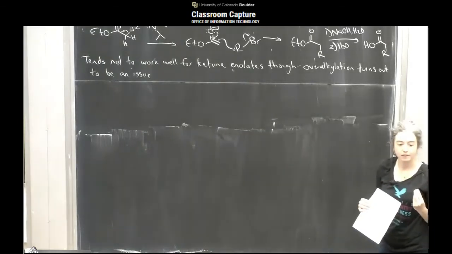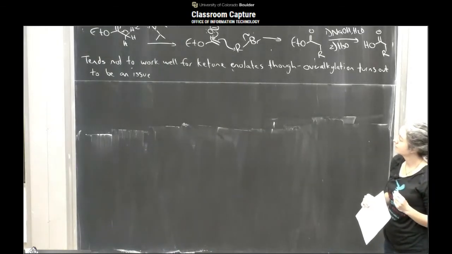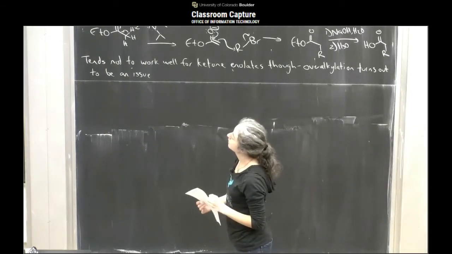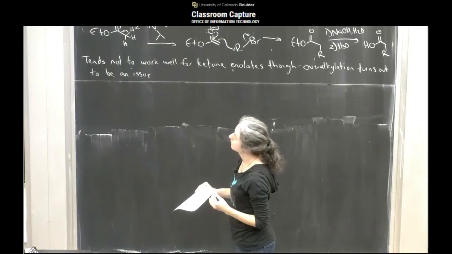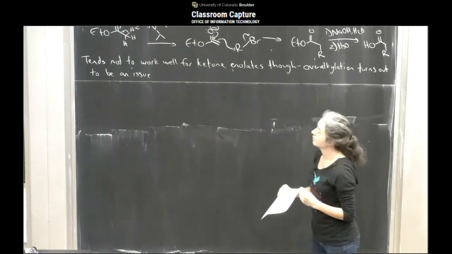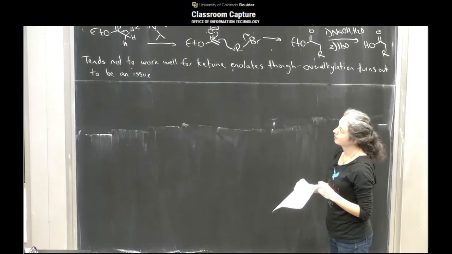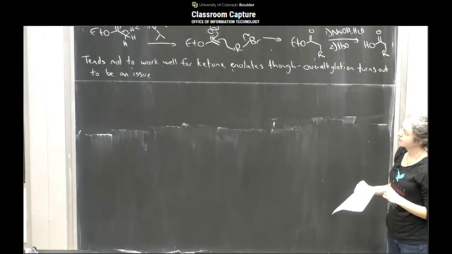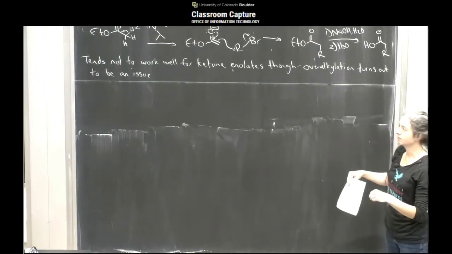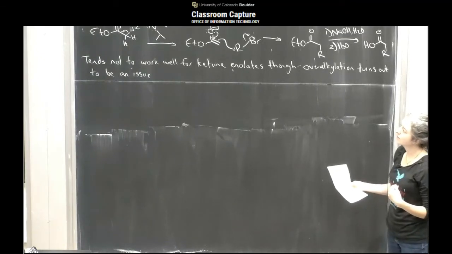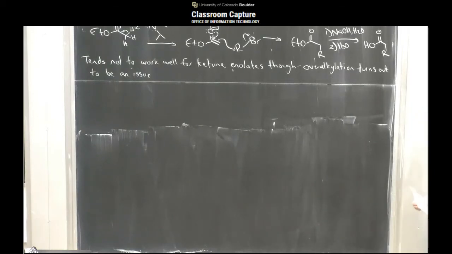Okay, question. So why doesn't the LDA work well for that example up there? Oh, this one up here? Yeah. Because it seemed like it could actually alkylate the methyl. I'm not 100% sure. It might also be that competing aldol on other copies of itself might be an issue, because we do still have a molecule with two carbonyls in it. So yeah, good question. I'll have to get back to you on that. Sorry.